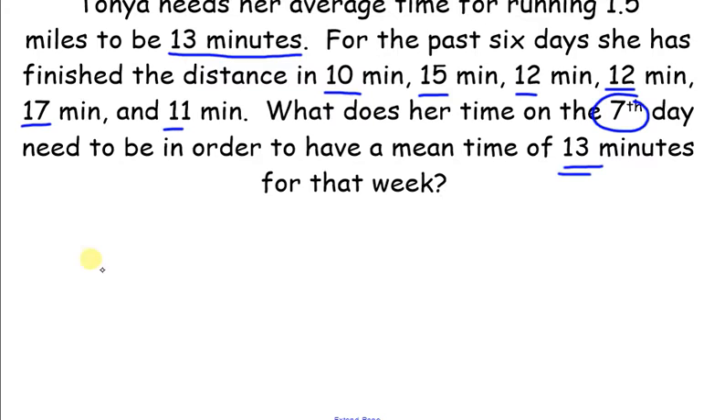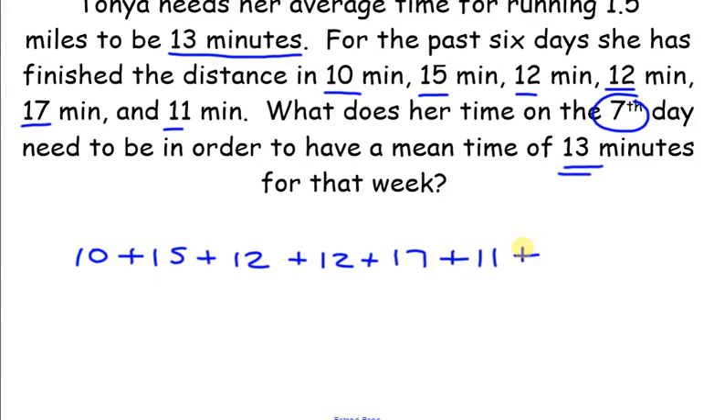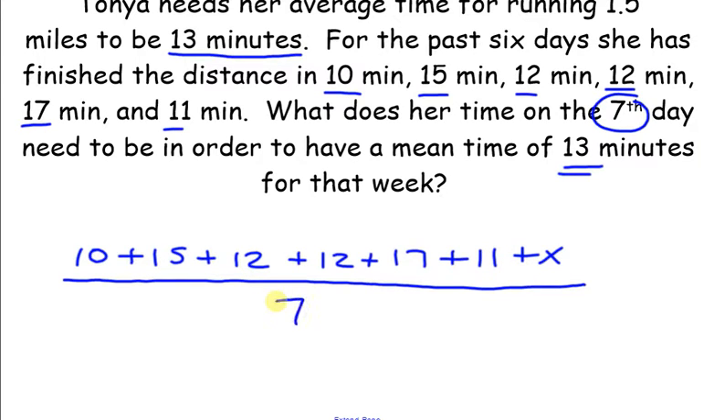So I'm going to go ahead and set this up. What do we know? 10 plus 15 plus 12 plus 12 plus 17 plus 11 plus x, all of that divided by 1, 2, 3, 4, 5, 6, 7, and all of that needs to equal 13. Now, we want to get rid of this 7 on the bottom, so we're going to multiply by 7, but we have to do it on both sides.